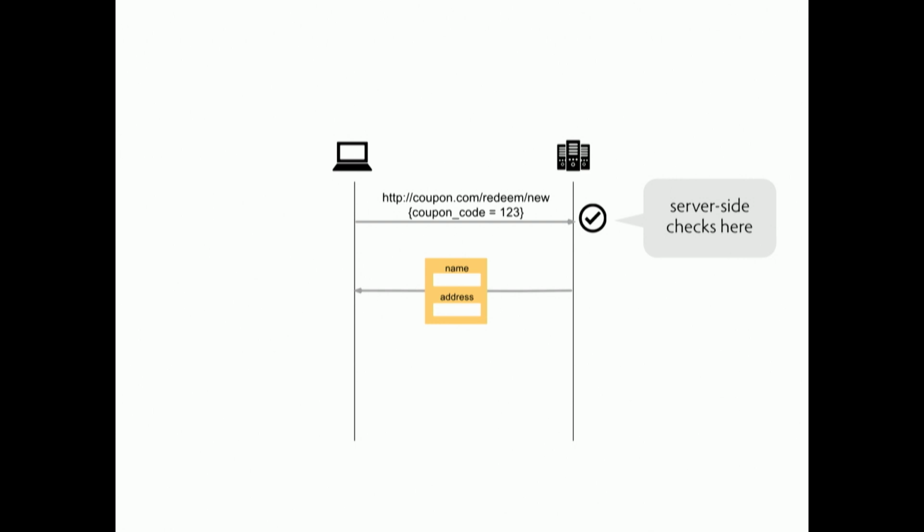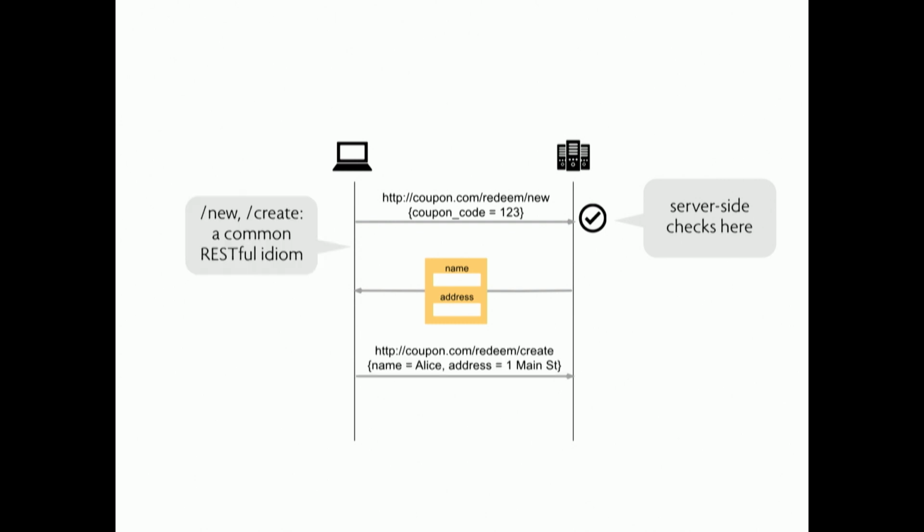redeem. And what the server does, it says, yep, that coupon code has not been redeemed yet. And here's the form for the details. Just give me your name and address and whatever. And you provide the name and address. And now the web server doesn't need to do any further checks, right? Because it did the check before it sent you the form. And so now everything's okay.